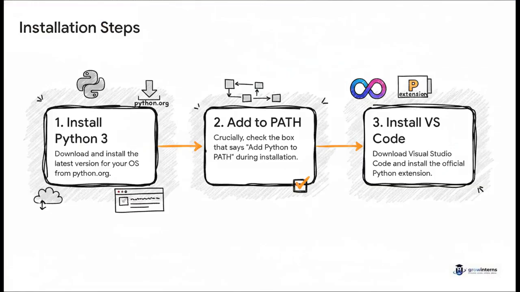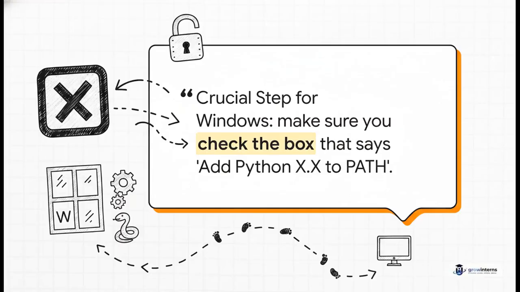First, you're going to head over to python.org and grab the latest version of Python 3. Easy enough. Step 2, we're going to install a fantastic and totally free code editor called Visual Studio Code. Once you've got that installed, you just pop it open, find the little extensions icon, type in Python, and install the official one made by Microsoft. That's pretty much it.